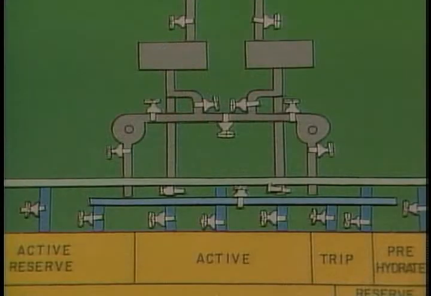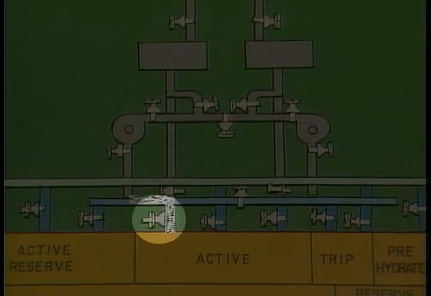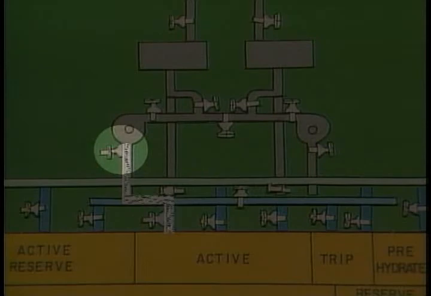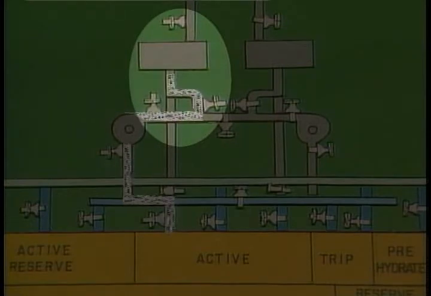Let's say we want to move mud from the active tank to the number 1 mud pump. Simply open the valve at the bottom of the active tank that connects it to the suction manifold for the high-pressure mud pumps. Open the valve to the suction side of the charging pump. Open the valve to the pressure side of the charging pump, and you're ready to charge the intake side of the high-pressure mud pump.